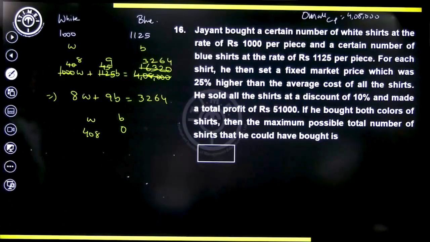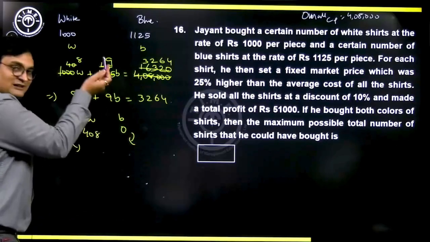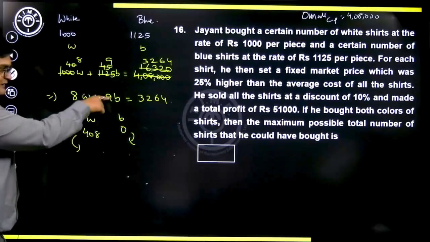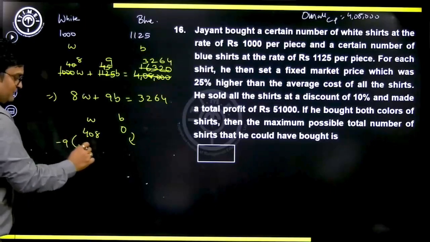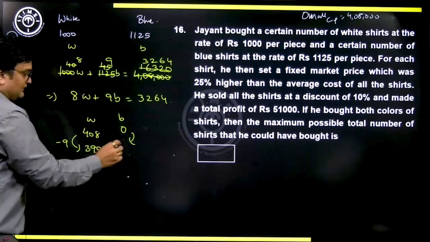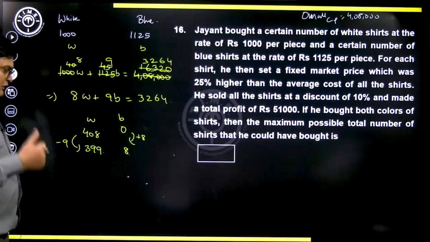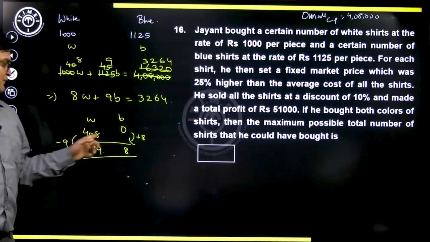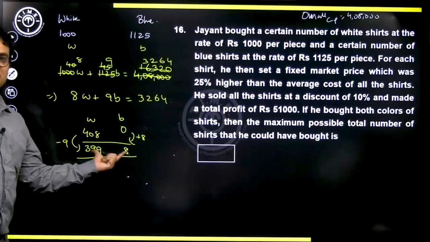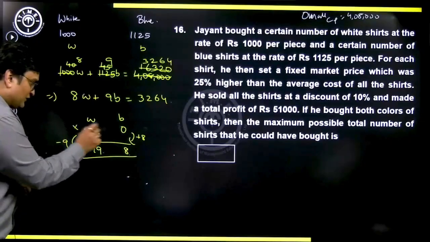How do we find the next solution? The next solution will be obtained by decreasing W and correspondingly increasing B. W will decrease in steps of the coefficient of B, so minus 9, making it 399, and B will increase in steps of the coefficient of W, which is plus 8. Now it's very much valid. Here the total number of shirts was 408, here it is 407. Please note it's decreasing, but the earlier case was not valid because B was 0.